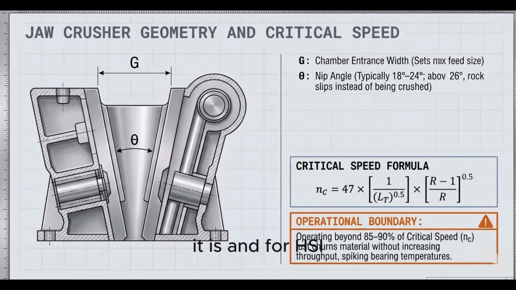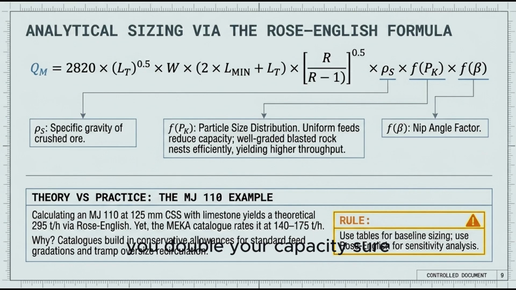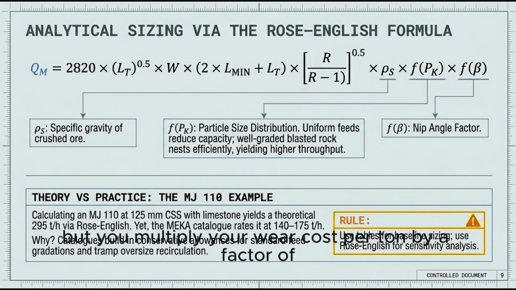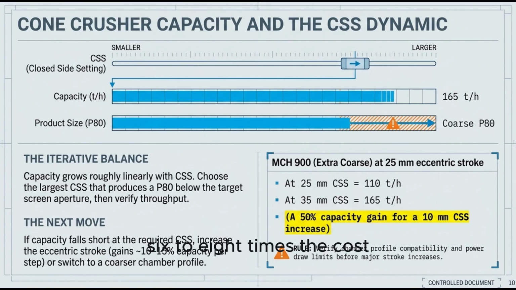It is. And for HSI, if you double the rotor speed, you double your capacity, sure. But you multiply your wear cost per ton by a factor of 6 to 8. Right, 6 to 8 times the cost? That destroys profit margins. Instantly. It's brutal. So quick question about the math.